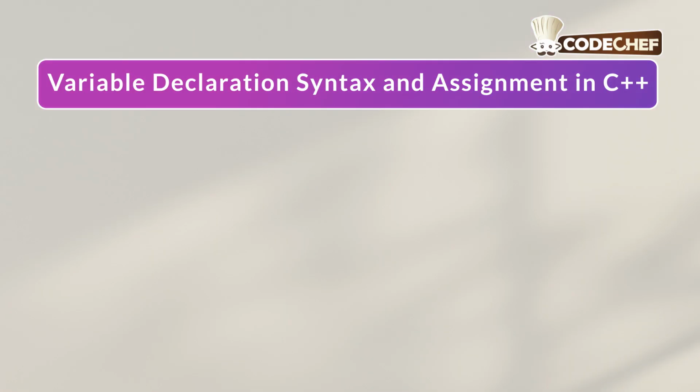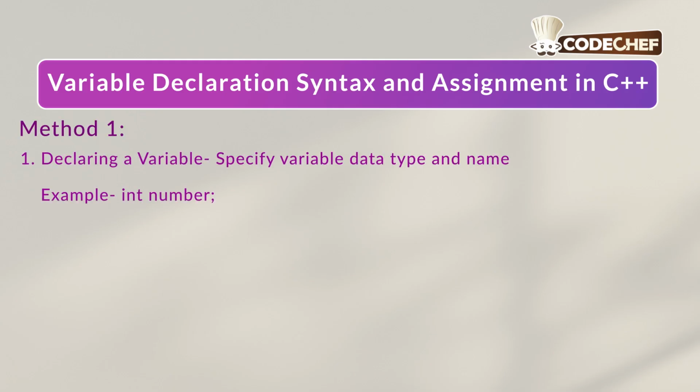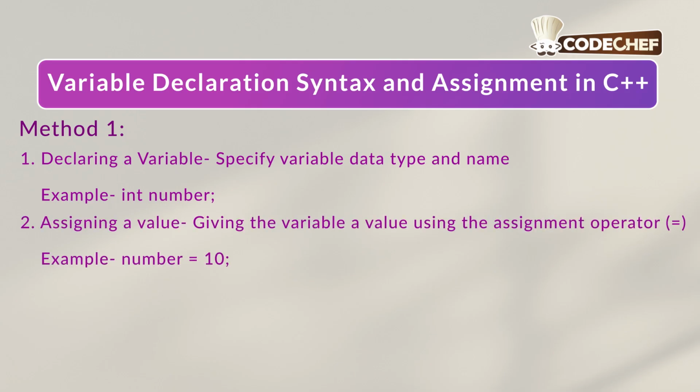Let's see how. So method 1. In the first step, we declare a variable. When we declare a variable, we specify its data type and name, but we do not assign a value yet. For example, int number. So this is how we declare a variable. Here, memory is reserved for an integer variable named number, but it does not yet hold any specific value. Now the second step is assigning a value.